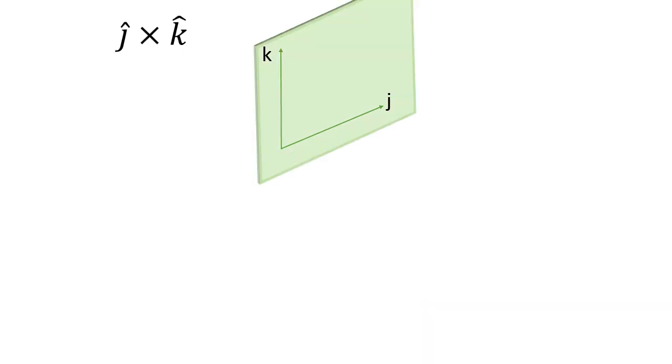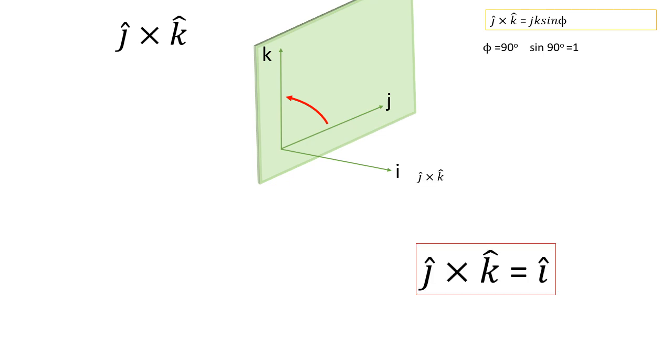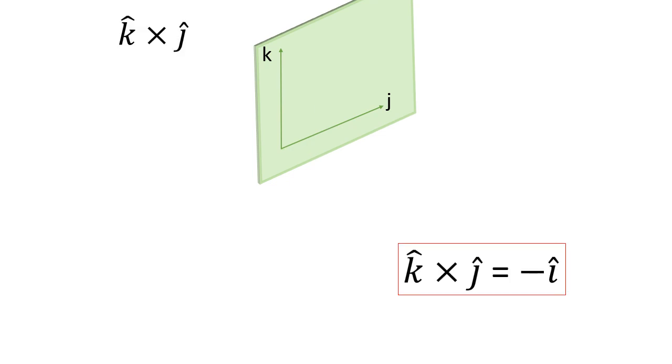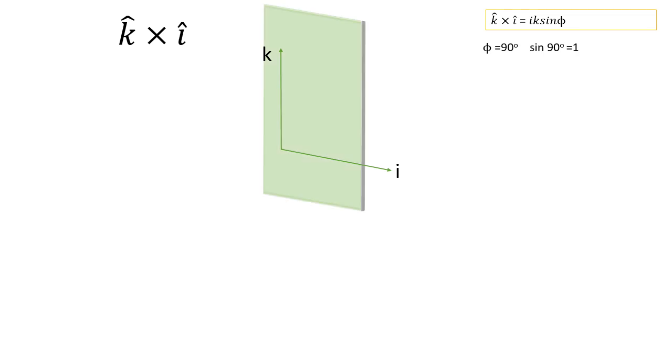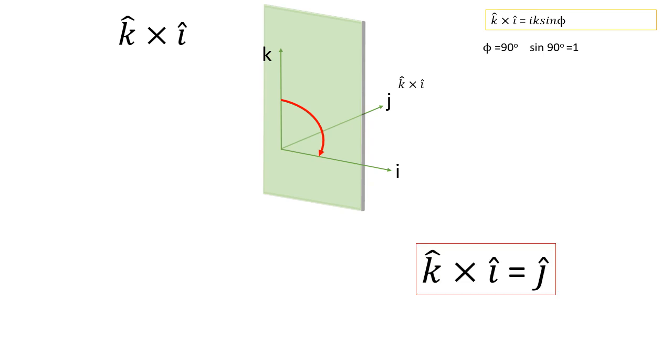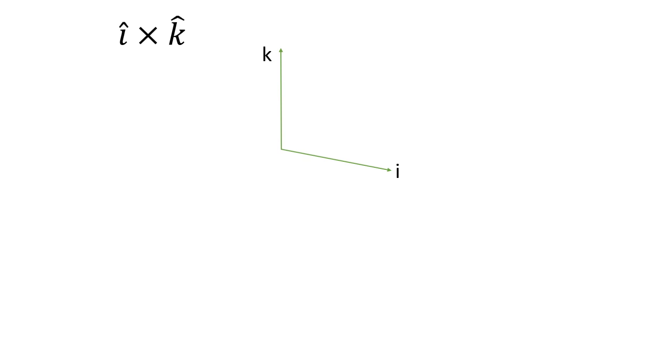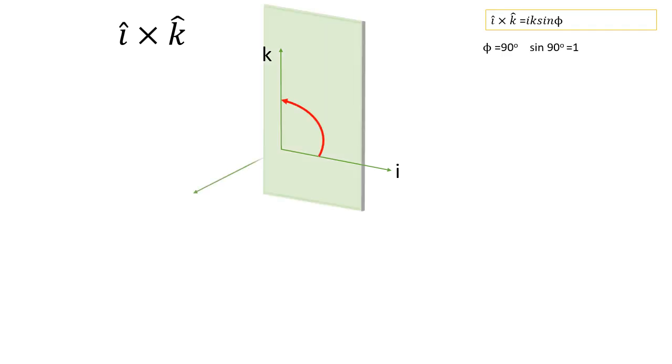So j cross k, the same way, we get i, and if we reverse the order, you get minus i. Like this, k cross i, you are multiplying from k to i, so this is the direction which will come. It is j. k cross i is j, and i cross k will give you minus j.